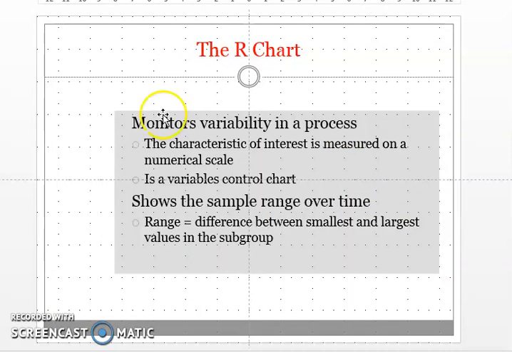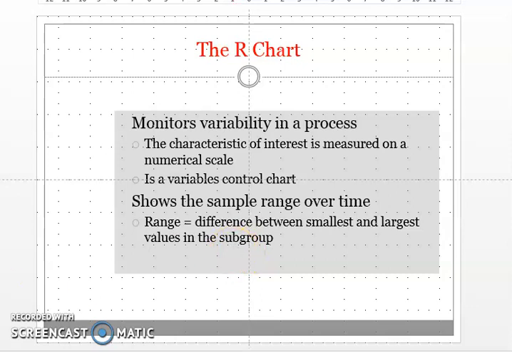Then the R chart is especially used to monitor variability in a process. The characteristic of interest is measured on a numerical scale. It is a variable control chart. It shows the sample range over time. Already we know the range is equal to the difference between the smallest and largest values in the subgroup.